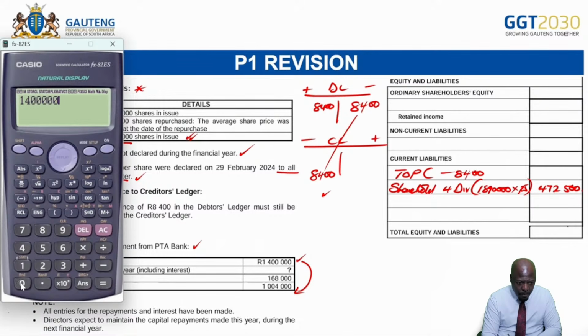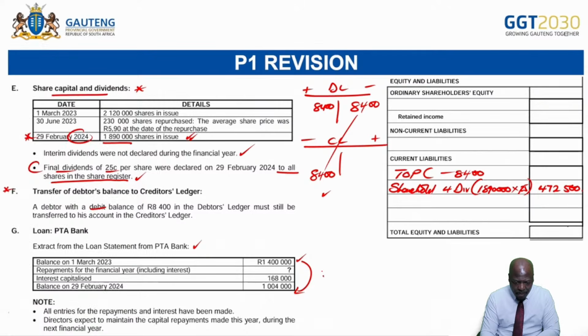1,400,000 minus 1,000,004 will give me 396,000. That 396,000 is what we have already paid for this year. Paid already.